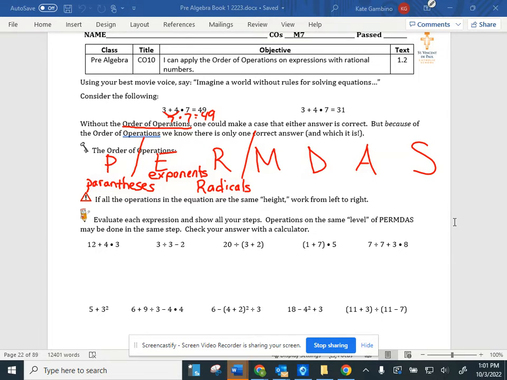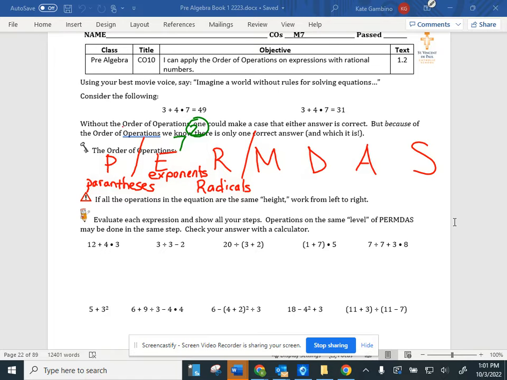Who knows what an exponent is? Gus. The opposite of a radical. Wow. You are correct. Who can take it a step farther? So when we have, let's say, 7 squared, that little number up to the right is our exponent. So 7 squared would be 7 times 7, right? 7 to the 4th would be 7 times 7 times 7 times 7. That's our exponent, that little number up to the top.